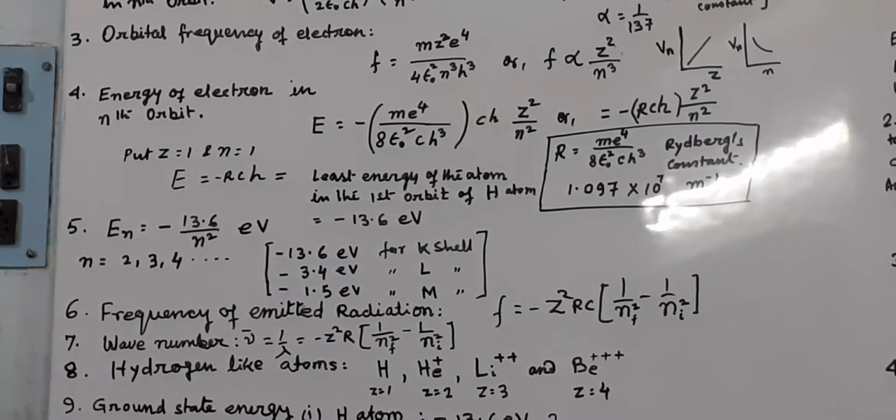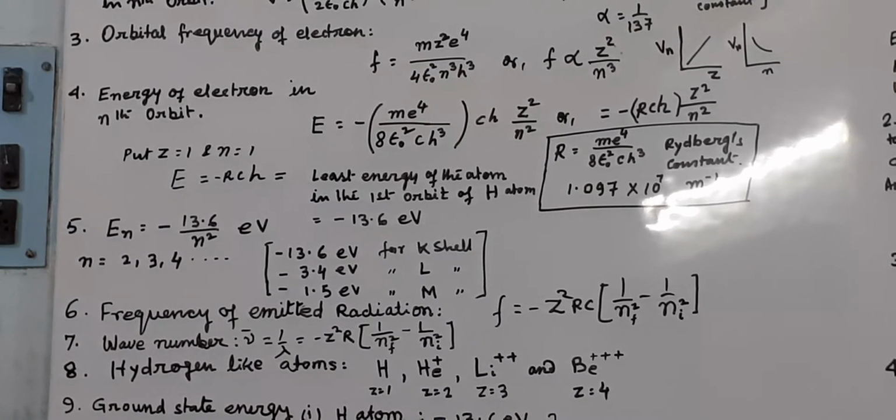Now, it is found that velocity of electron in the n-th orbit, that is v n versus z, is a straight line. From the above formulas, it is found that the velocity is directly proportional to z, and again velocity of electron with quantum number, it is found that it is a rectangular hyperbola in nature. Now, come to 4, energy of electron in the n-th orbit.